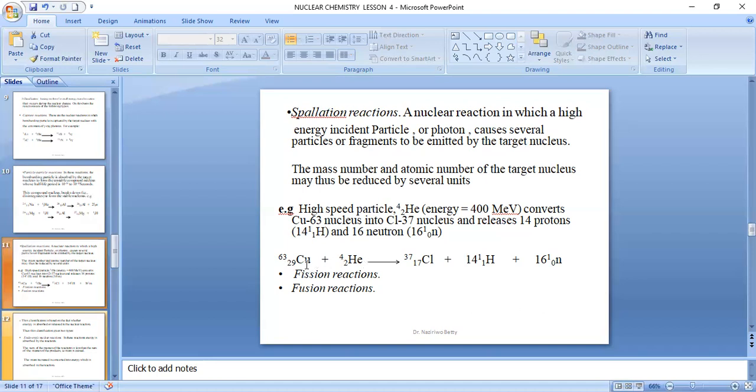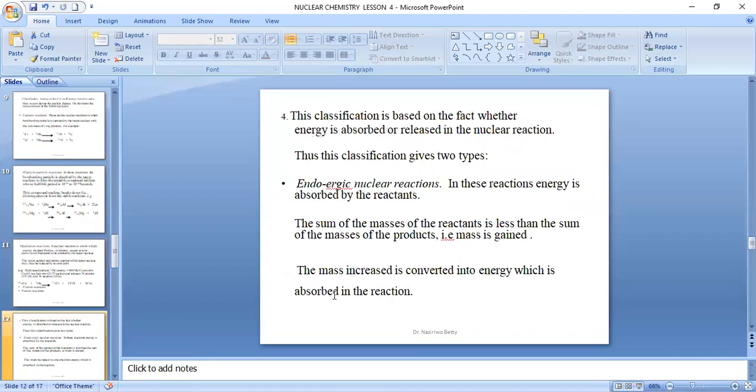An illustrative equation: copper-63 bombarded with an alpha particle to give rise to chlorine-37, and 14 protons and 16 neutrons are emitted. Another reaction is the fission reaction and also the fusion reactions, which we are going to see in the next lessons.